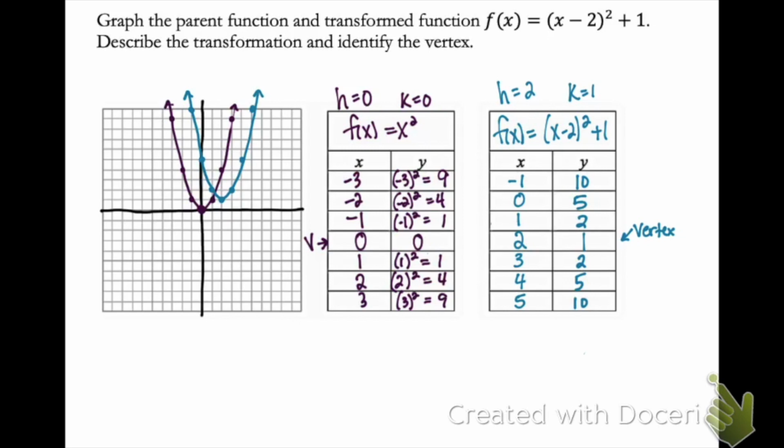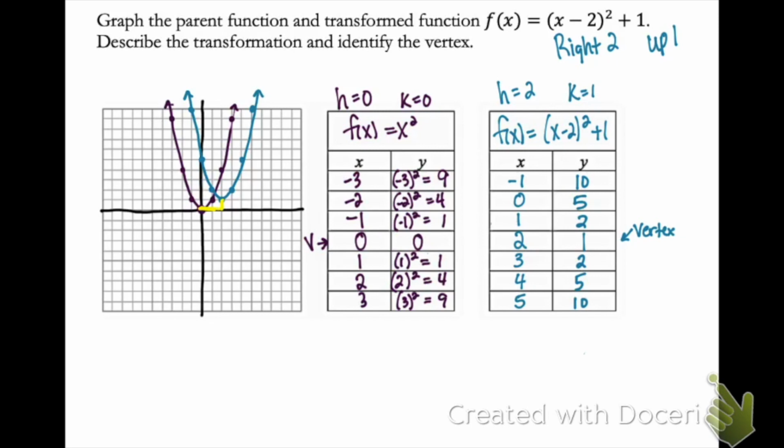Let's talk about our transformations. Looking up at our equation, I have a minus 2, which means that I'm moving to the right 2. And I have a plus 1 for my k value, so I'm moving up 1. Now, let's check our graph here. So go back to the graph. Did our blue graph move from the origin, from the parent function, right 2 and up 1? It definitely did.